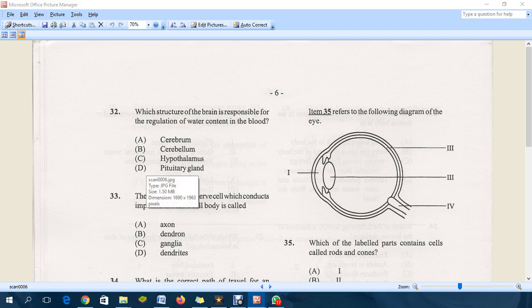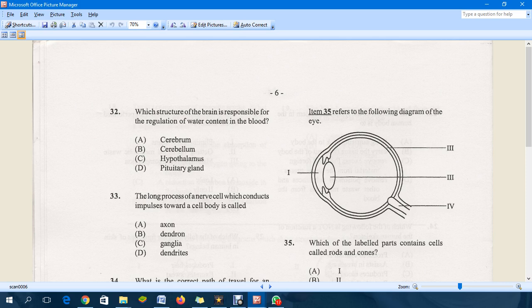Which structure of the brain is responsible for the regulation of water content in the blood? Cerebrum, cerebellum, hypothalamus, pituitary gland. So, that is definitely option C, the hypothalamus. One of its main functions, of course, is to regulate the amount of water in your blood.